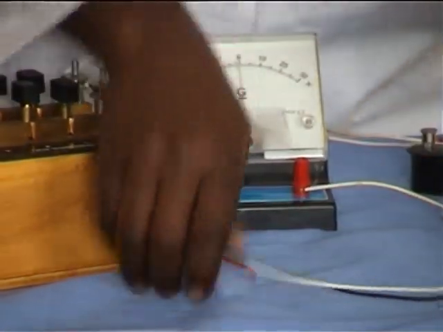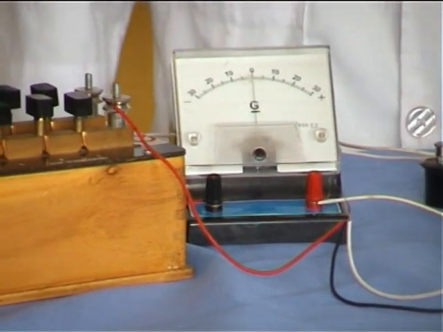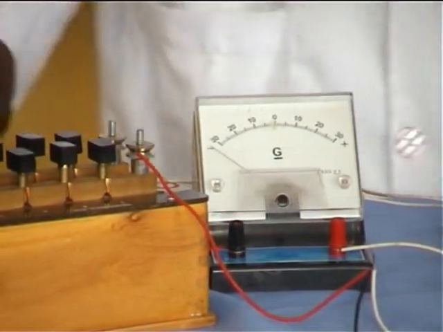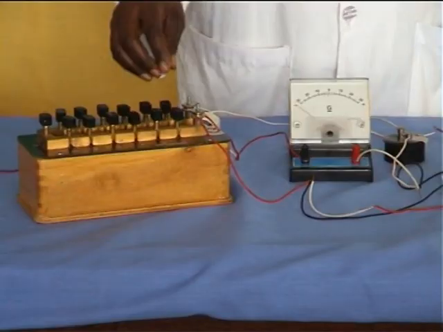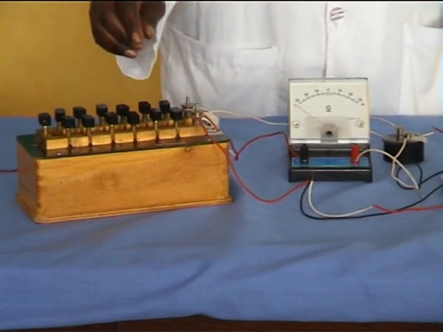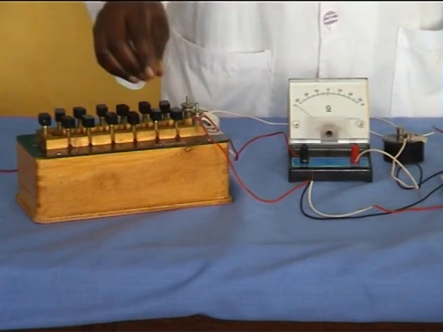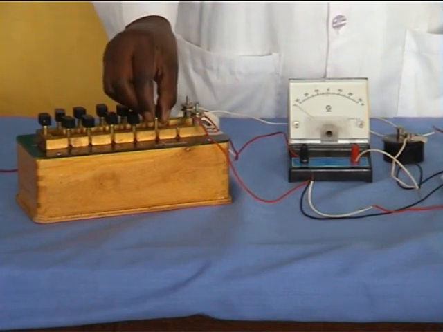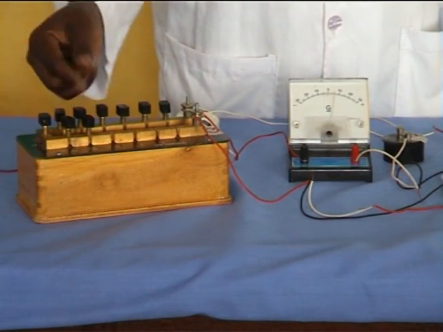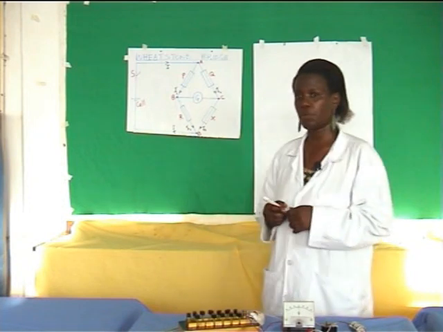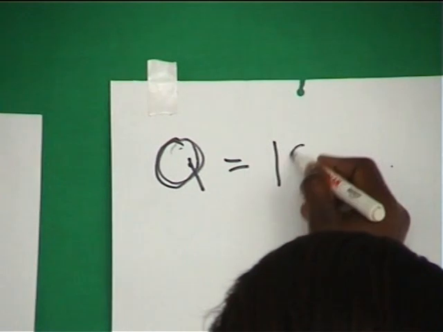After connecting, close the circuit and observe what happened in the galvanometer. It is observed that the galvanometer deflects to one side. Remove the plug in the resistance box one by one until the galvanometer reads 0. Record the value of resistor Q, which is equal to 10 ohm.